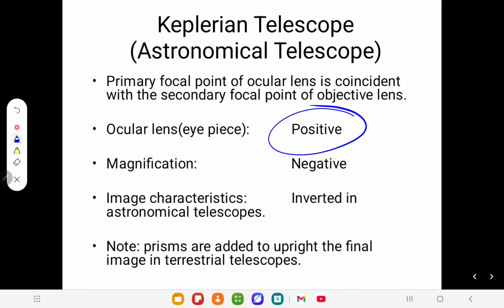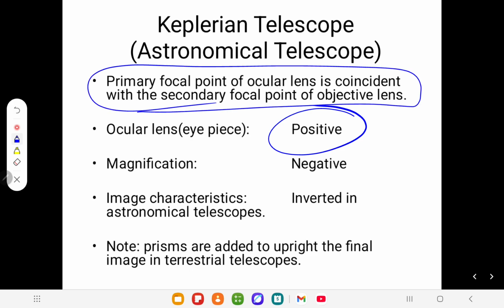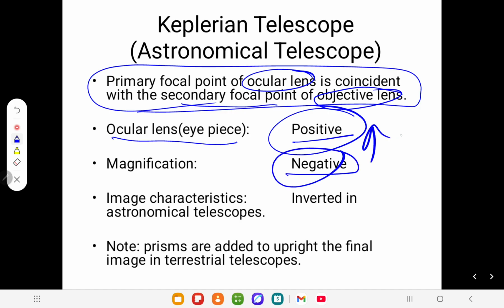The Kepler telescope, the only difference is, isn't it? It's always there, no matter Kepler or Galilean. And this is the principle: the secondary focal point of the objective lens coincides with the primary focal point of the ocular lens. It's always the same. What is different is that in the Kepler telescope, the eyepiece is positive. In the Galilean telescope, the eyepiece is negative, a minus lens. So magnification is negative. What do you mean by that? Object is erect, image is inverted. Okay, so the image is inverted and real.